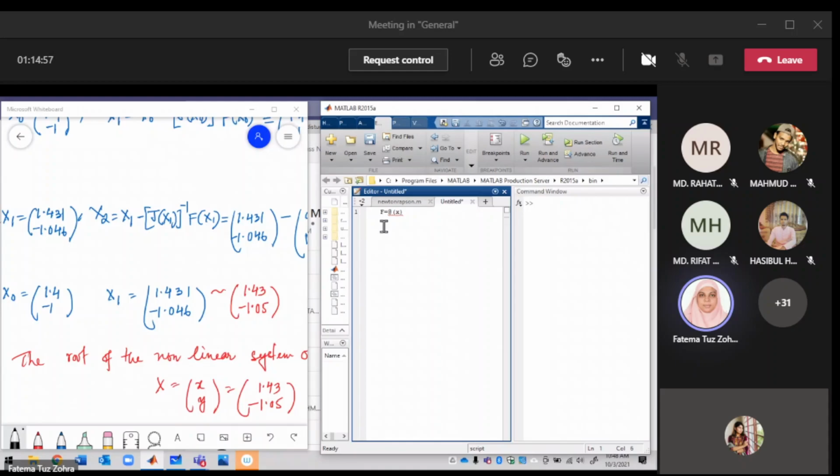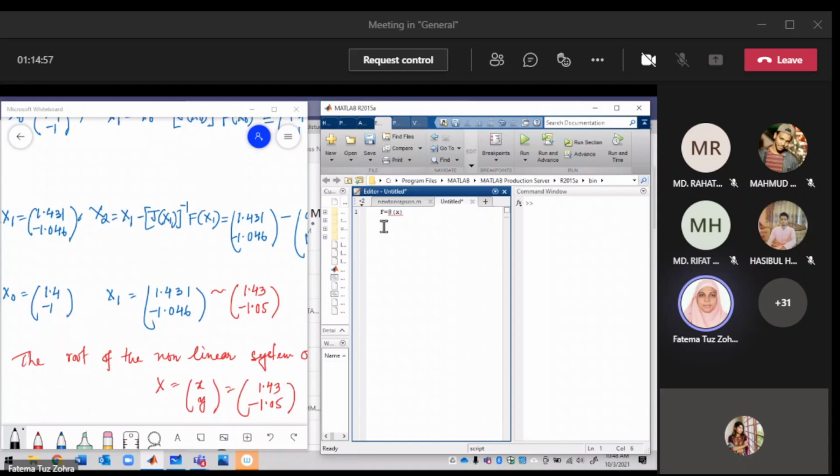So this is the first part of the function. Within the third bracket, you can write x squared plus y minus 1, then a semicolon, because I need a new row of the matrix. Then y cube minus 2 into x plus 4, bracket close, semicolon, enter.